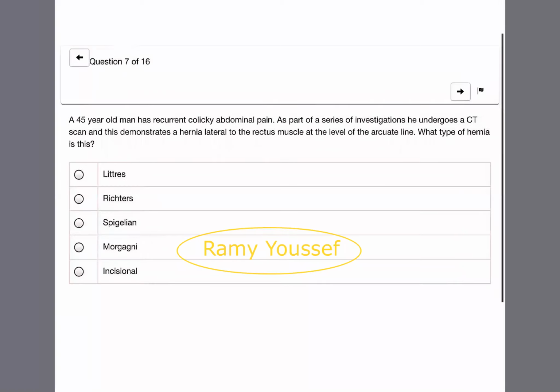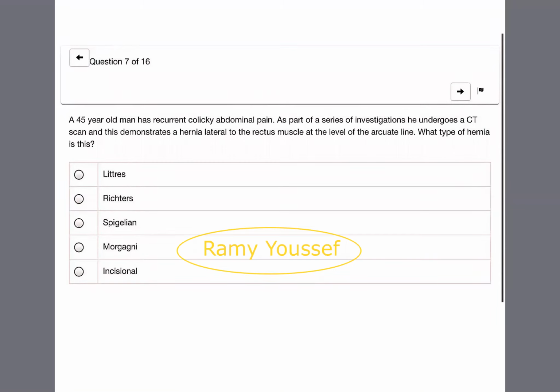Okay, next question, Dr. Duffer. A 45-year-old man with recurrent abdominal pain. Apart from a series of investigations, he undergoes a CT scan, which demonstrates a hernia lateral to the rectus muscle at the level of the arcuate line. What is the type of the hernia? Is it Littre, Richter, Spigelian, Morgagni, or incisional?